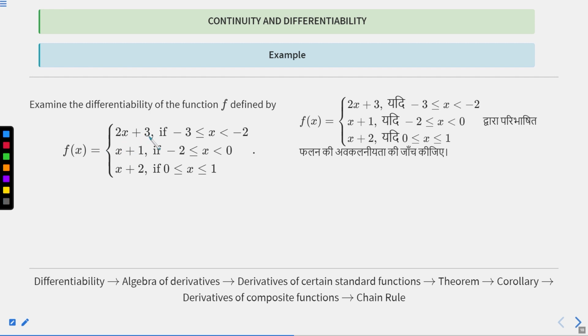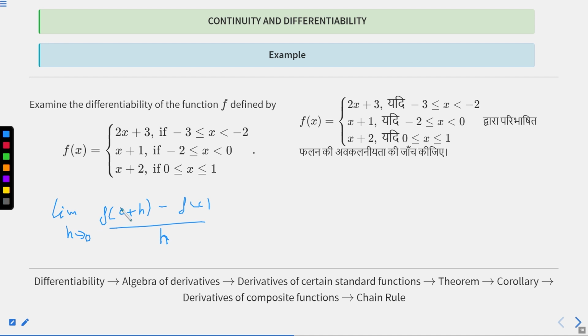So f(x) is defined in this manner, and we have to examine the differentiability. Okay, so far so good. How can we examine the differentiability? Quite easy. First of all, we have to find the limit, obviously. What limit? The limit as h tends to 0 of f(c + h) minus f(c), divided by h. That's what we have to find out.